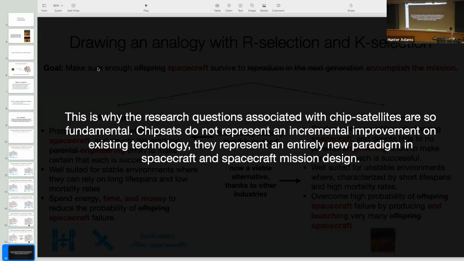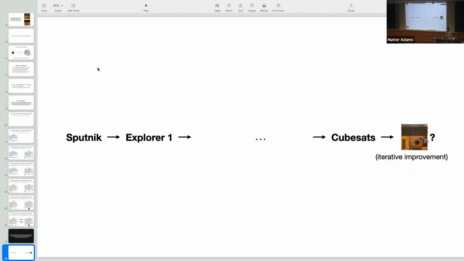And so just to summarize, I think this is why that set of research questions is so fundamental. I don't think that these chipsats represent some incremental improvement on existing technology, but are instead something different. They're a different tool. And so it raises this question of, if you think about the evolutionary history of, say, small spacecraft, which perhaps started with Sputnik, and then you have Explorer 1, and so on and so on and so on. Maybe CubeSats are the latest example of a small satellite. Would it be appropriate to put a chipsat after the CubeSats? And I don't think it is.